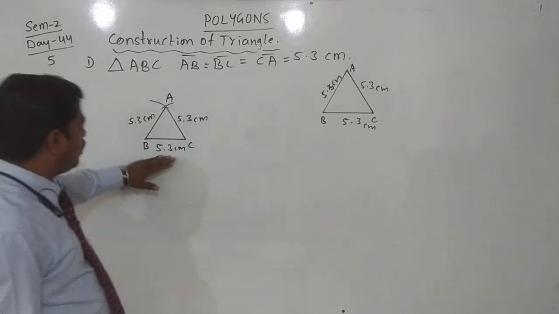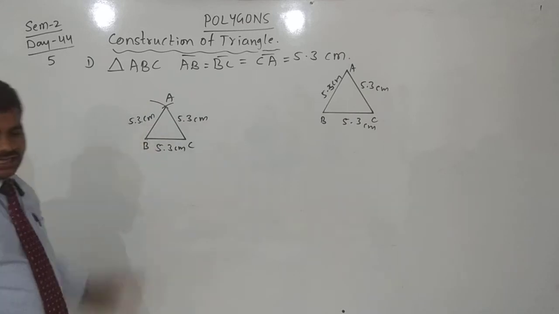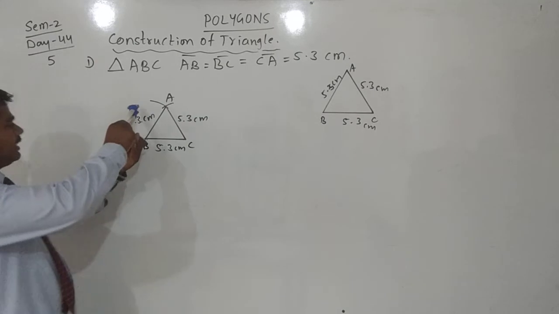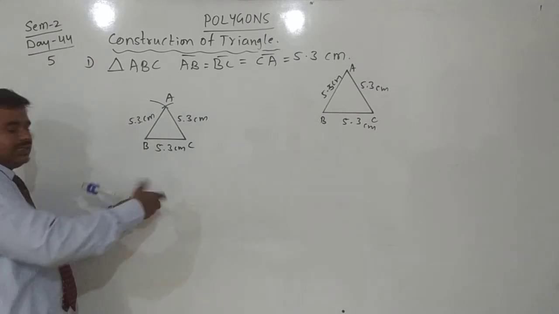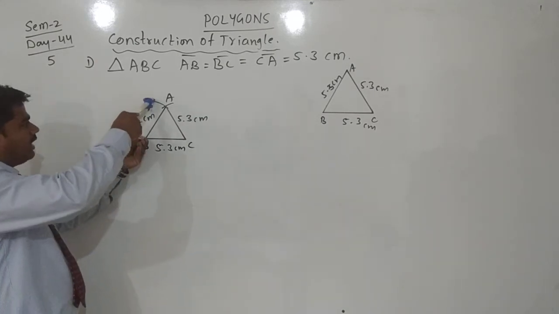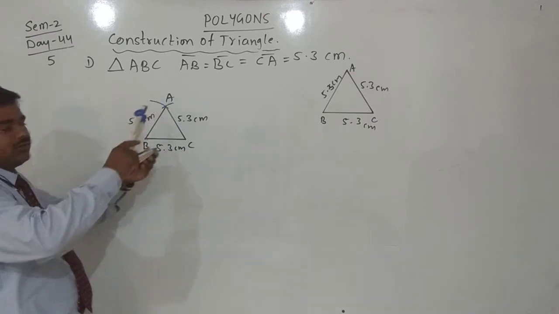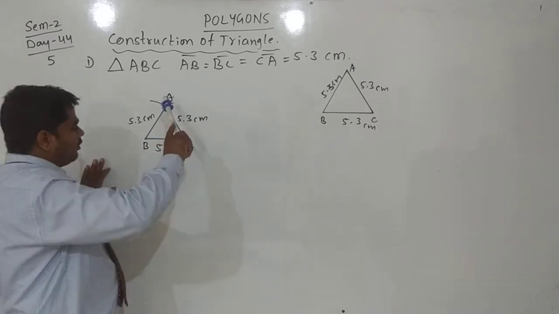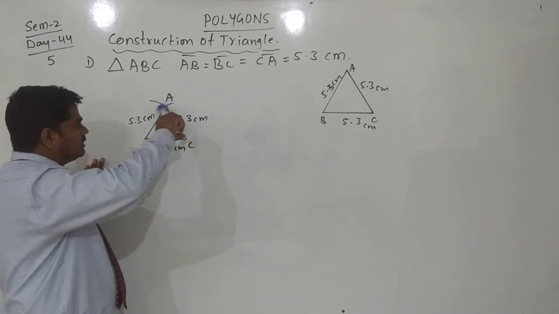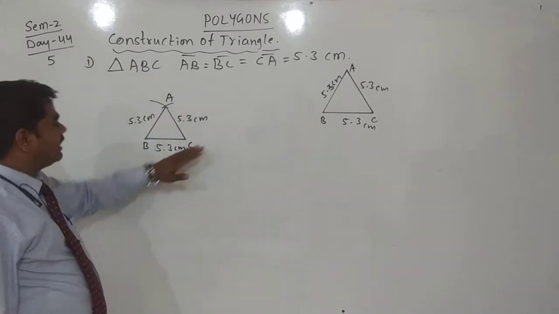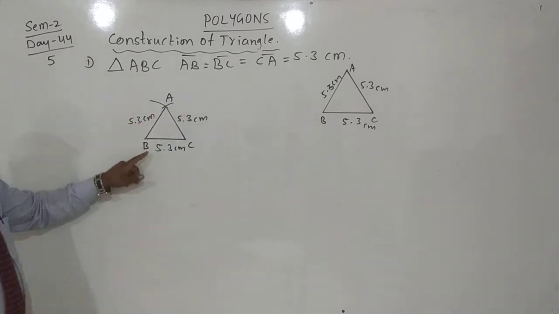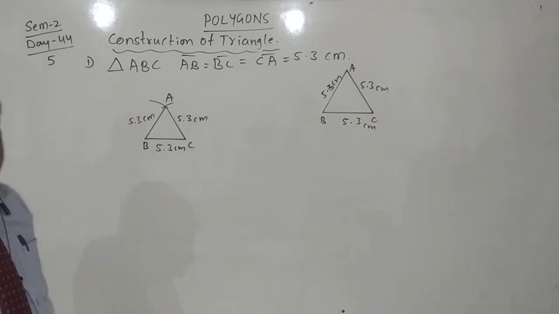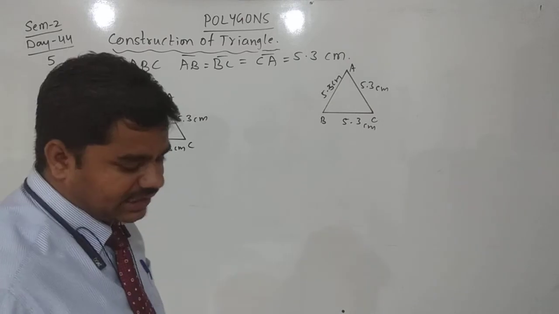First step, draw a line segment BC. Next, take a compass and take the radius like this. Draw an arc placing the compass on B, and one more arc, which should cut the first arc, keeping the compass on vertex C. That point where they cut is vertex A. Join AB and AC, then we get a triangle when all three sides are given.